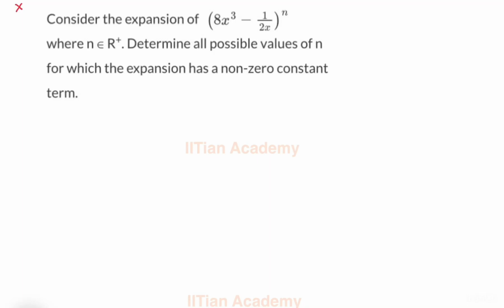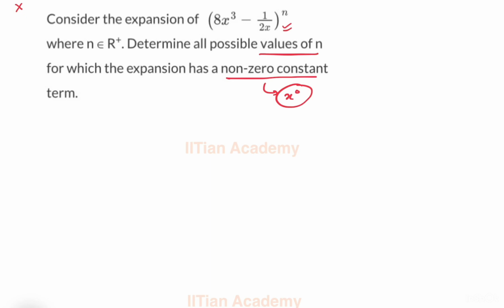Hello friends. So we have an expression which is a binomial expression raised to the power n, where n belongs to the positive real numbers, and we have to identify the values of n for which the expression has a non-zero constant term. By constant we mean the power of x must be 0, so that the term is not dependent on x.